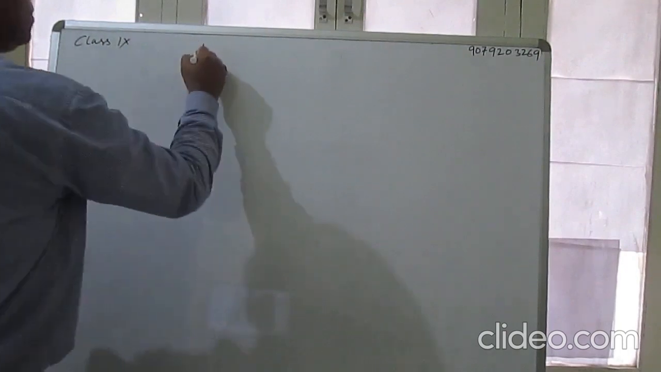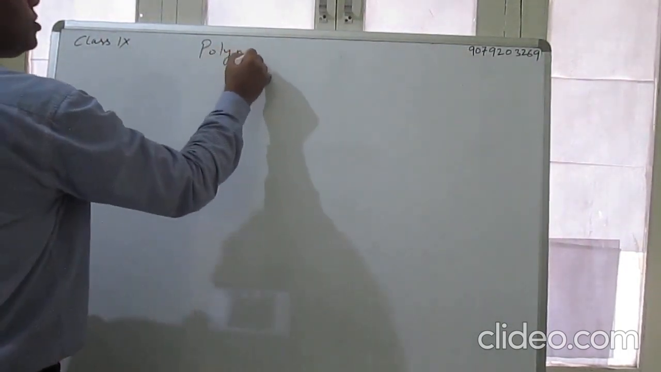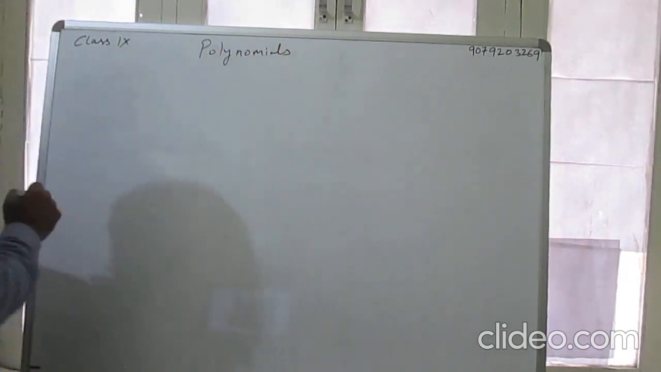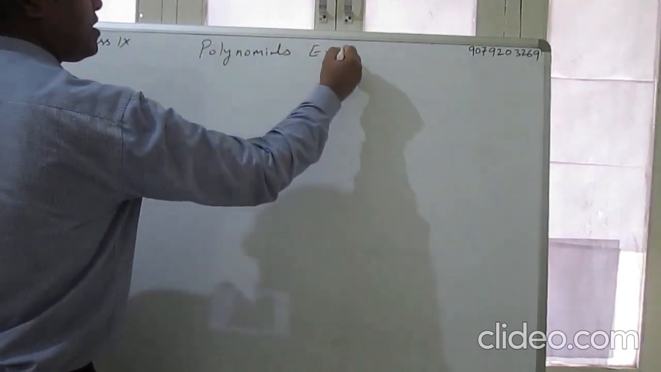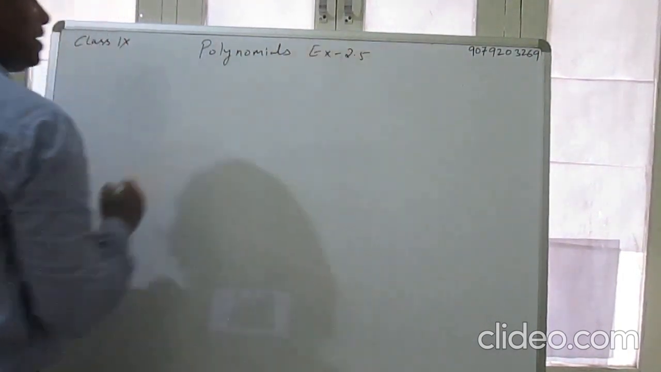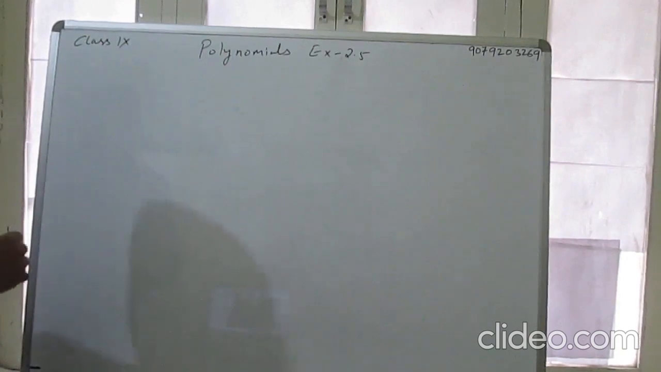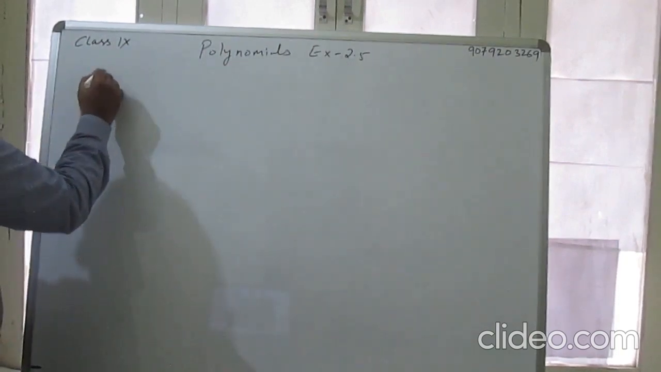Chapter 2, Polynomials. Exercise 2.5, Factorization of algebraic identities. Continue with question number 13.